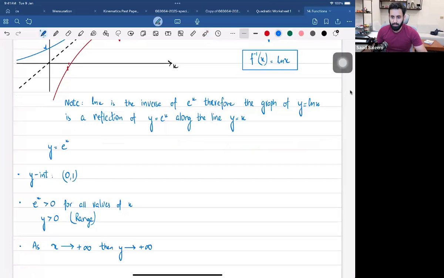Sir, is there any x-intercept for e power x? No, there is no x-intercept. Just like there's no y-intercept for ln x, there is no x-intercept for e power x.